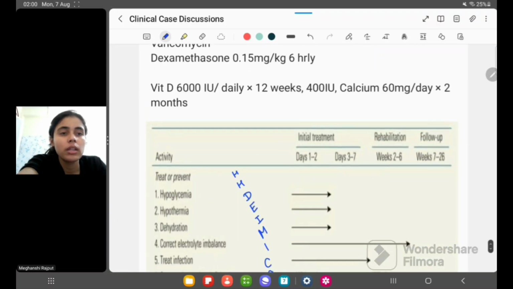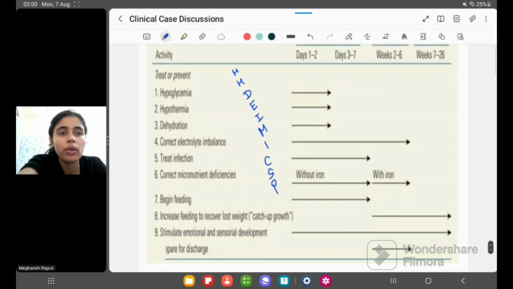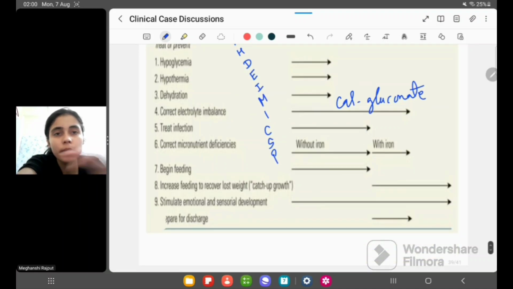Then, with the dehydration being covered, we check for any electrolyte imbalance, like sodium or potassium imbalances. For calcium, calcium gluconate would be provided. Any infection, we would be treating for 7 days with antibiotics. Ampicillin and gentamicin could be given, or the relevant antibiotic can be given, like penicillins.